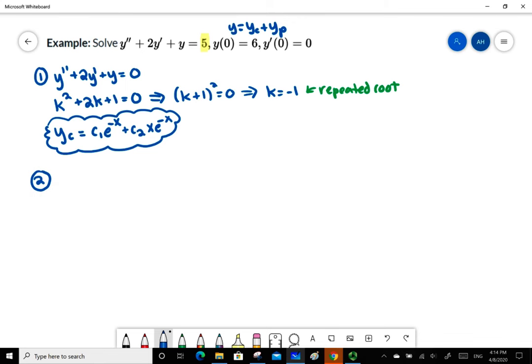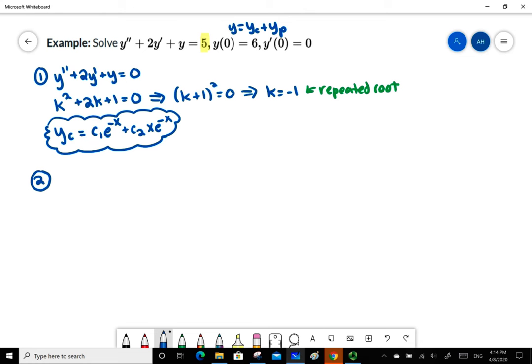Next, we need to find a particular solution. We will learn specific techniques to accomplish this later, but for this problem, we can use logic to figure out what yp needs to be. What kind of function, when you add it to its derivatives, gives a constant function? How about another constant function?